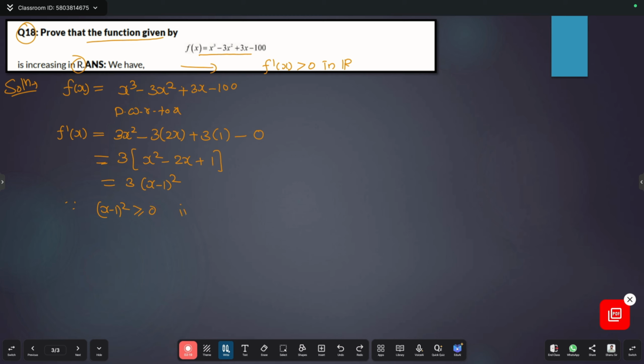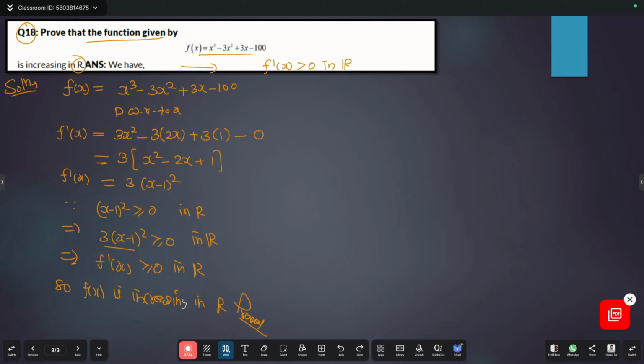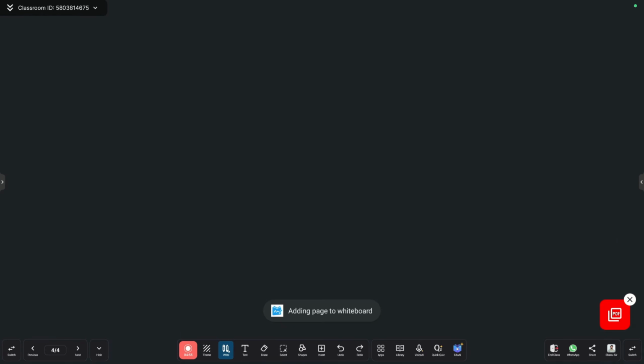Since (x − 1)² is always greater or equal to 0 in R, it implies 3(x − 1)² is also greater or equal to 0 in R. It implies f'(x), this value is f'(x). So f'(x) ≥ 0 in R. So f(x) is increasing in R. Note: strictly increasing means greater than 0, increasing means greater or equal to 0.